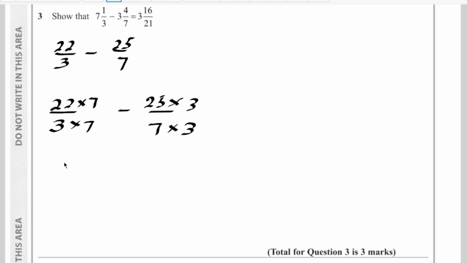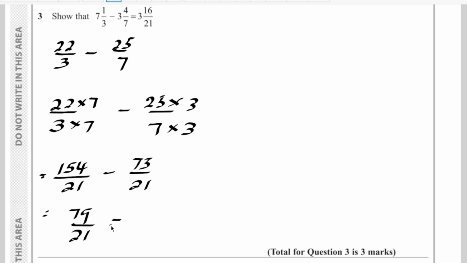So here 22 into 7 becomes 154 over 21, and 75 over 21. Now we are getting a common denominator. Now we are almost done. After that, once you subtract, because we have the same denominator, you can straight away subtract the numerators. So 79 over 21, which becomes 316 over 21, which is required.